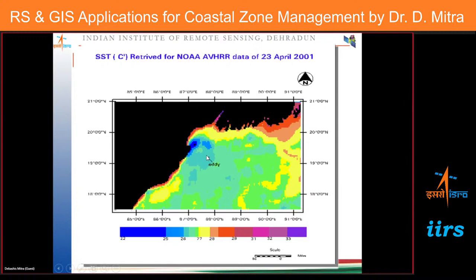But not only the SST. After that, when we have the chlorophyll sensor, we try to see what is the chlorophyll distribution map. If this area coincides with the high chlorophyll, that means it will be a potential fishing zone. But we have to see the IIRS P4 map on the 23rd April only.